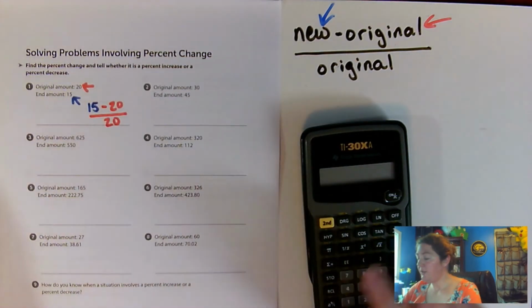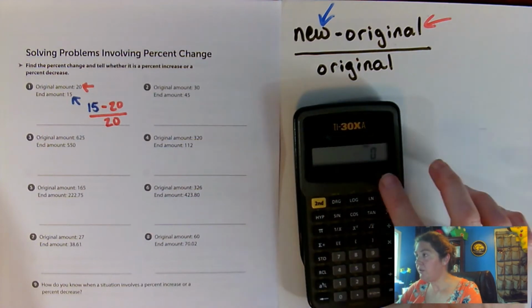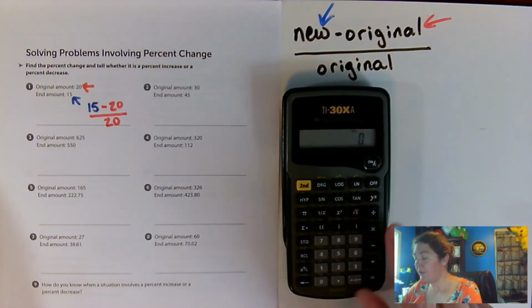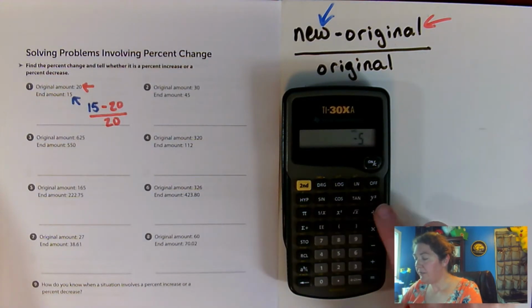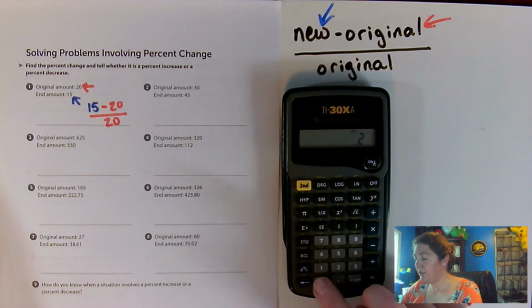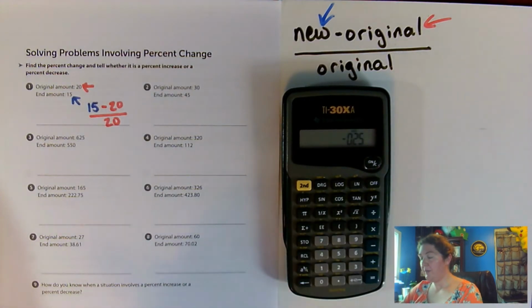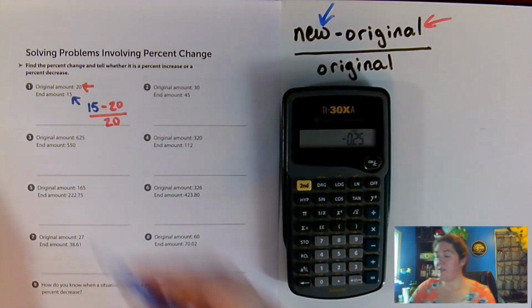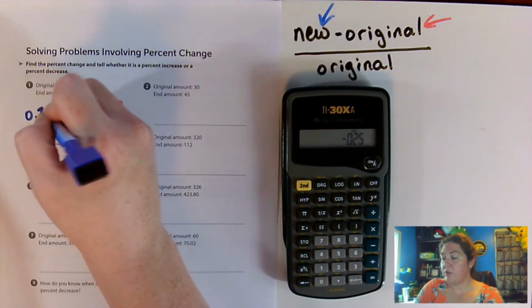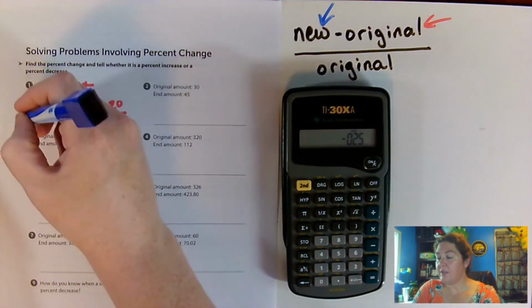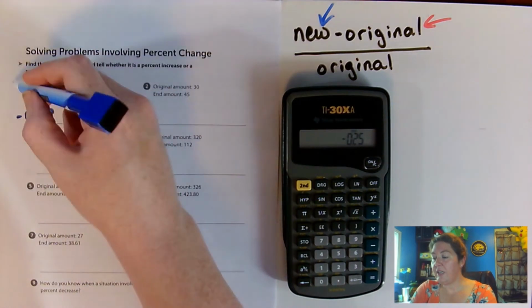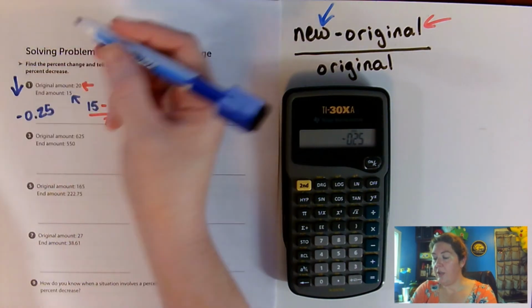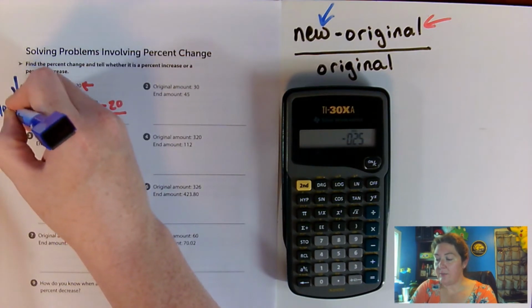So in my calculator, I know this calculator is a little different than yours, but we're using the same functions. 15 minus 20 equals negative 5 divided by 20. Okay, I've got 0.25 and I notice it's a negative. Well, if we go from 20 to 15, we're going down. So that is a decrease.